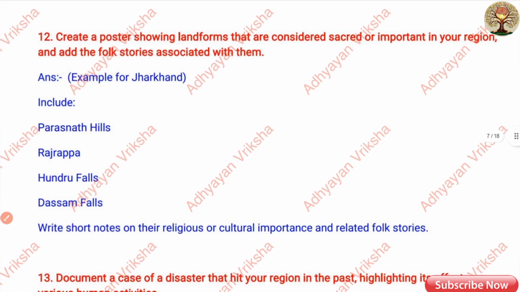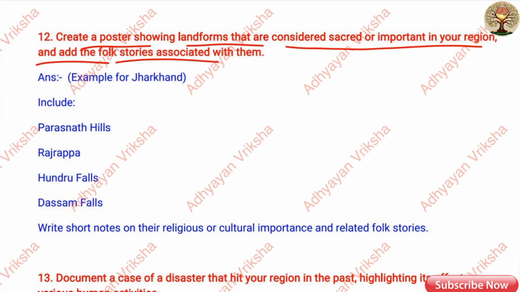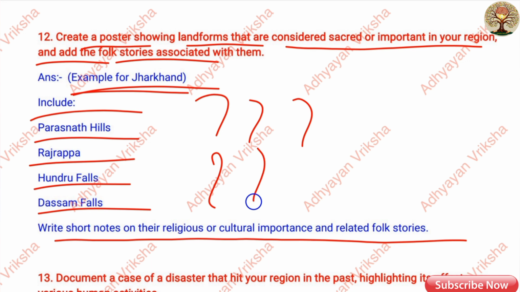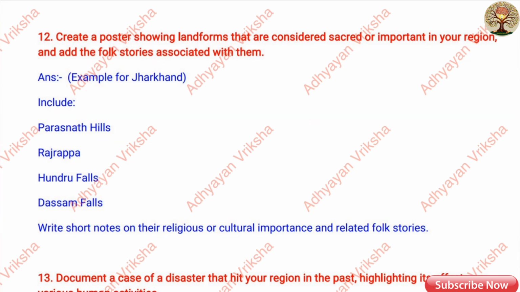Now come to question number 12. Again the same thing: create a poster showing the landforms that are considered sacred and important in your region. Add the folk stories associated with them that I have already told. I belong to Jharkhand, so I include Parasnath Hill, Rajrappa, Hundru Falls, and Dasam Falls. Write a short note on their religious and cultural importance related to the folk stories. You can find out by Google or anything else.